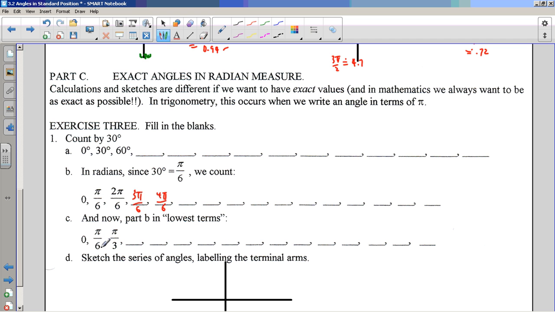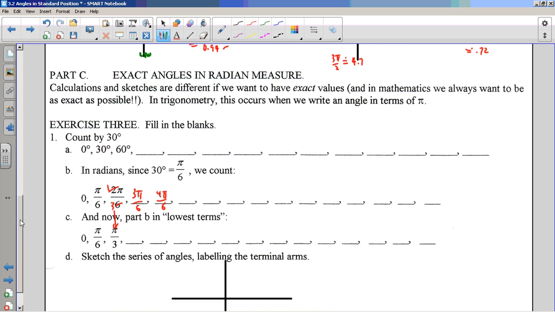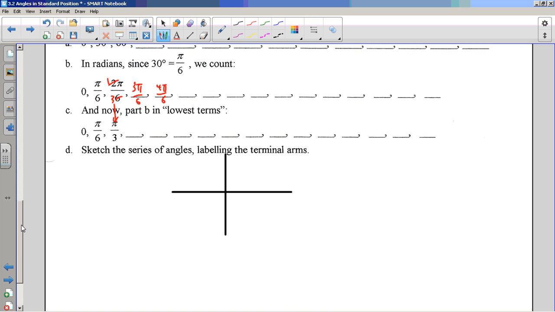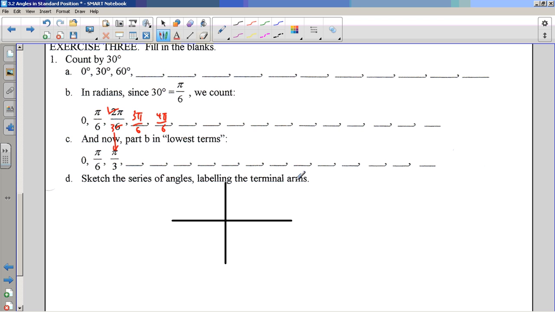Notice pi over 6 is already in lowest terms, but here I can cancel, right? 2 goes into itself once and into 6 3 times. That's actually pi over 3. And so I'm counting by pi over 3. And I can fill this in. Now you're going to fill in the next part in a second once I explain the rest. It says sketch the series of angles labeling the terminal arms.